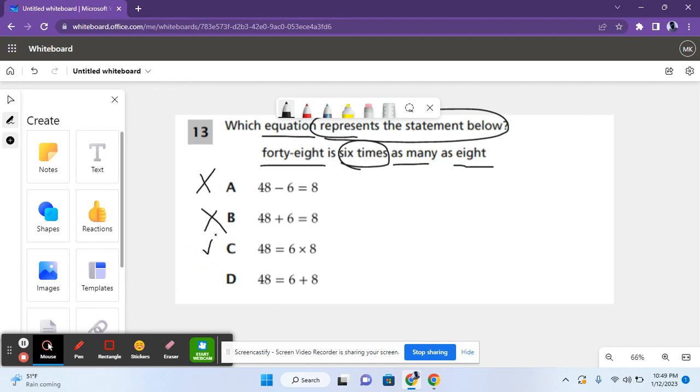For D, it says 48 equals 6 plus 8. We're not adding unequal numbers here. We're just multiplying or dividing because it says times. And 6 plus 8 does not equal 48. So D is not the correct answer. That means that C is the correct answer for question 13.